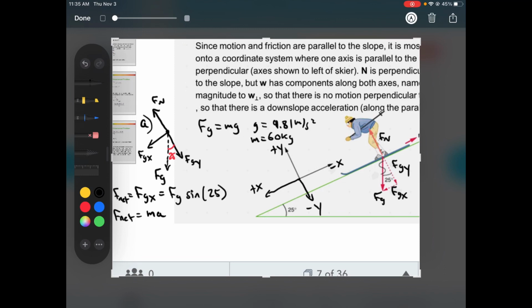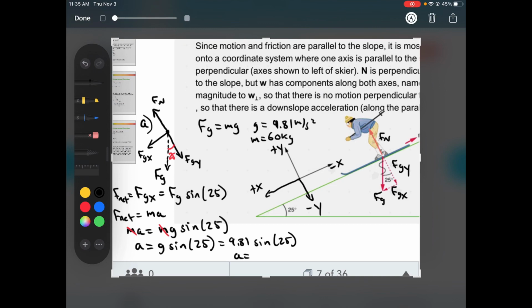So our ma is equal to mg times sine of 25. But now notice something. We have m on both sides. They're going to cancel each other out. So really, her mass doesn't matter at all. So our acceleration is really just gravity times sine of 25, or 9.81 times sine of 25. And at this point, we're ready to go to the calculator with it.